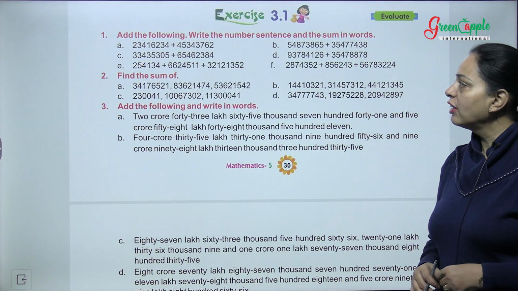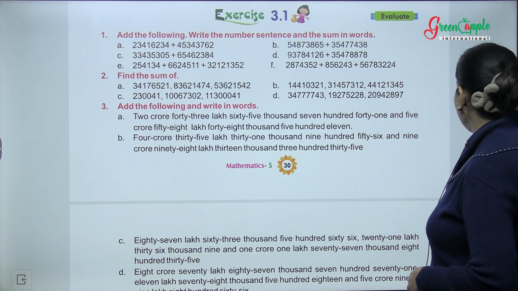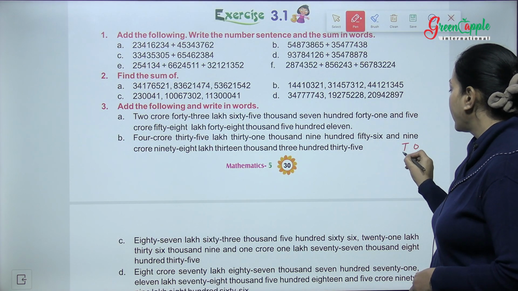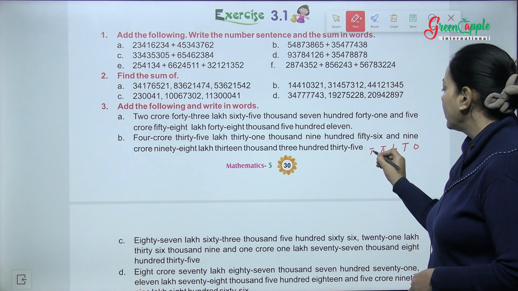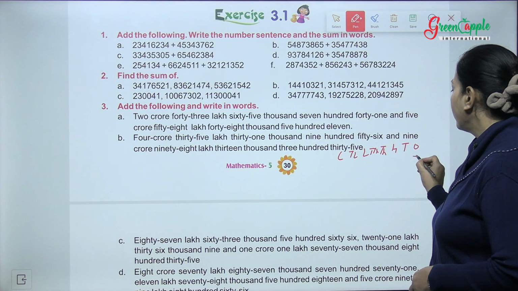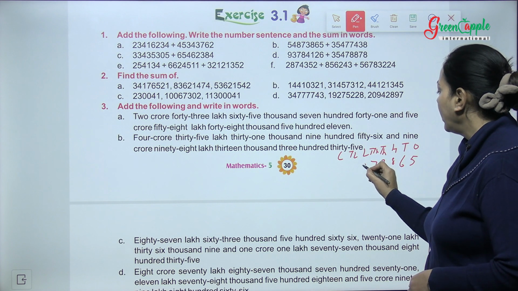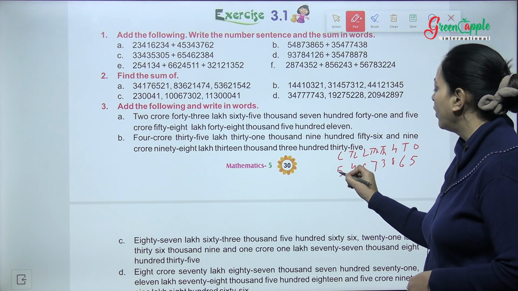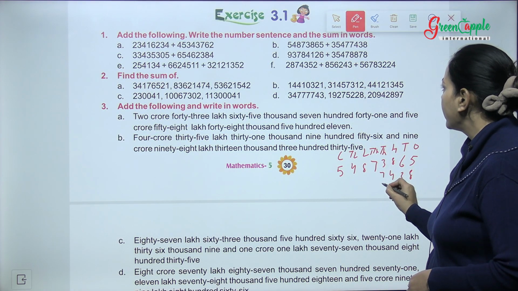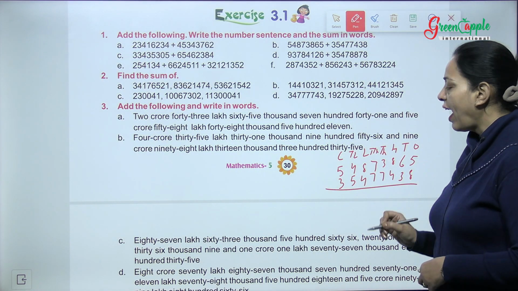Now come to exercise 3.1. Question number 1: add the following. Write the number sentence and the sum in words. So here, like part B, first arrange the numbers: ones, tens, hundred, thousand, 10,000, lakh, 10 lakh, crore. Now write the digits 5, 6, 8, 3, 7, 8, 4, 5. Now write this one: 8, 3, 4, 7, 7, 4, 5, 3. So now add the ones digit.